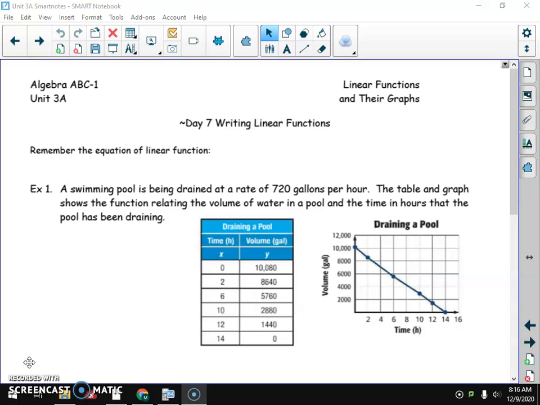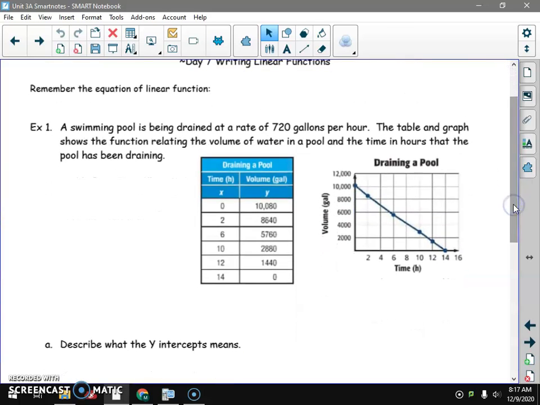So the first question we're looking at says, a swimming pool is being drained at a rate of 720 gallons per hour. The table and the graph show the function relating the volume of water in a pool and the time in hours that the pool has been draining. So the table has some values. X is time. After 0 hours, there was 10,080 gallons. After 6 hours, there was 5,760 gallons. And after 14 hours, there were no gallons of water in the pool.